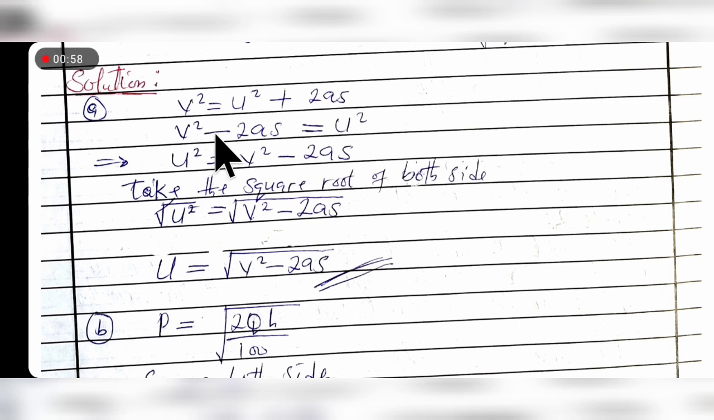v² minus 2as, because if you take this 2as to the left hand side, it will change to minus 2as, which equals u². So therefore u² is equal to all of this. Take the square root of both sides. The square root of u² equals the square root of the right hand side. The square root will cancel the square. u equals √(v² − 2as). So you have made u the subject of formula in this formula.